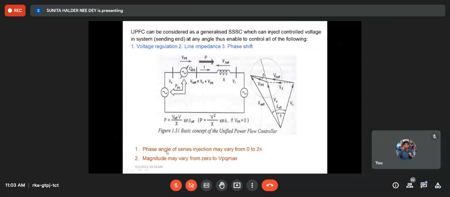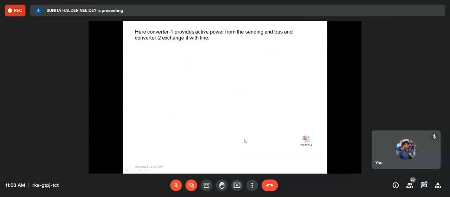Now here, obviously, the phase angle of the series injection may vary from 0 to 2 pi, at any angle you may add, and the magnitude may vary from 0 to VPQ max. This VPQ is a voltage, but that voltage is controllable using the series converter side. So that may be 0 to a maximum value depending on the converter configuration. And here converter 1 provides active power from the sending end bus and converter 2 exchanges it with the line.